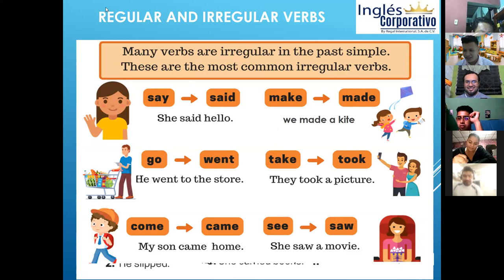Okay, Wendy, help me with this one. He went to the store. Yeah, really good. Nice. Let me see, Marlon, this one. They took a picture. Really good. And now Williams. My son came home. Yeah, congratulations. Really good. And the last one, let me see, Jorge. He saw a movie. Yeah, really good. Thank you, Jorge. Really, really nice.